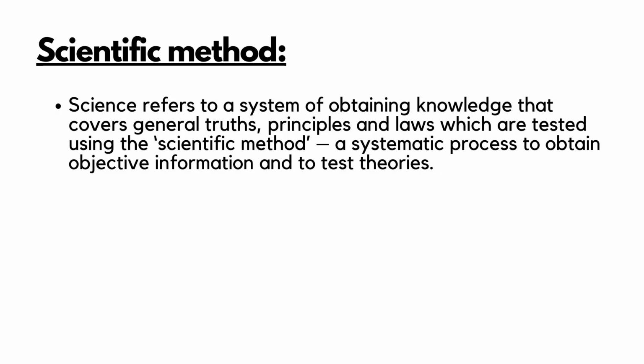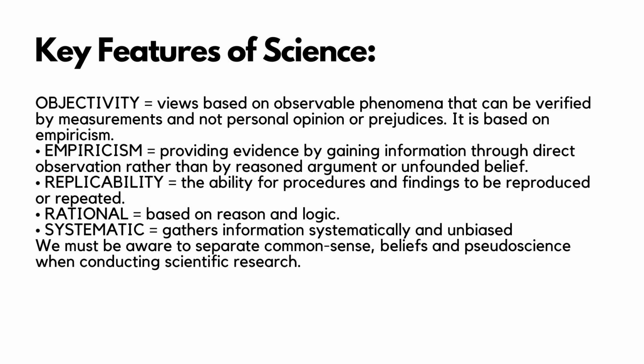What is scientific method? The scientific method is a systematic process to obtain objective information and to test theories. Key features of science: objectivity, views based on observable phenomena that can be verified by measurements and not personal opinion or prejudices. It is based on empiricism. Empiricism, providing evidence by gaining information through direct observation rather than by reasoned argument or unfounded belief.